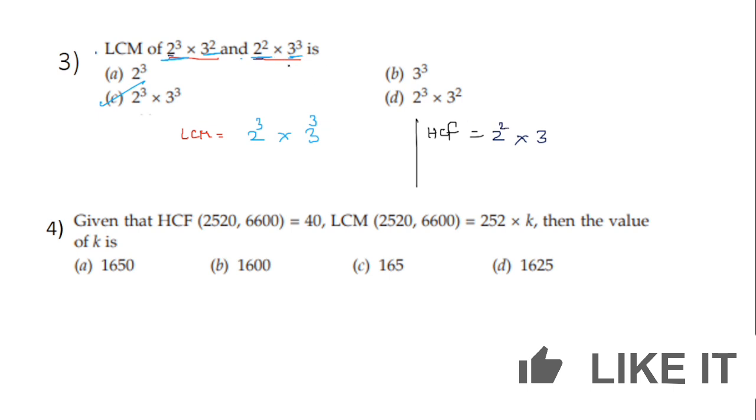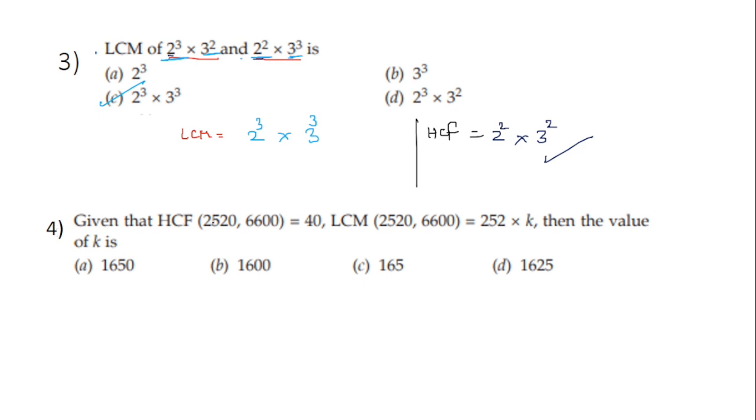And 3 square and 3 cube. What is the least? 3 square. Coming to HCF, we should consider the least power. Coming to LCM, we should consider the highest power. You can understand? Okay, fine. Let's go to question number 4.